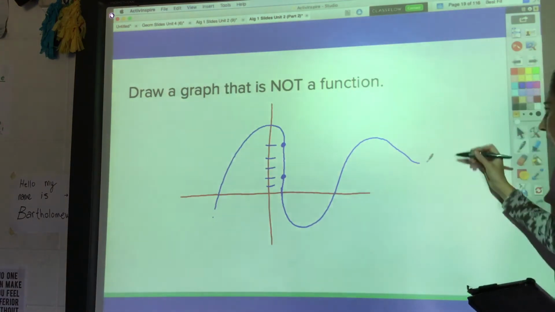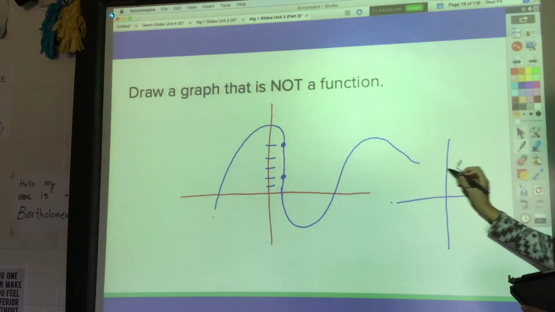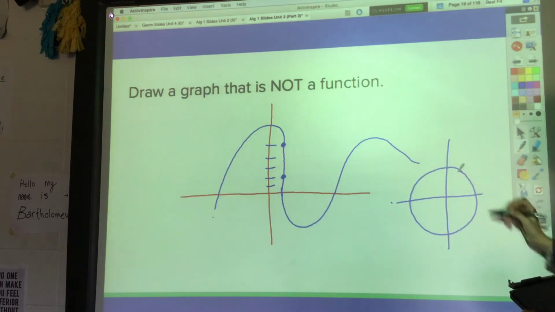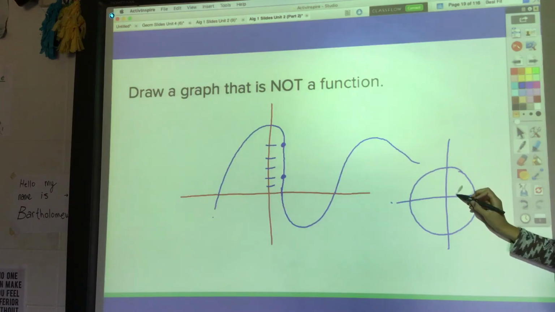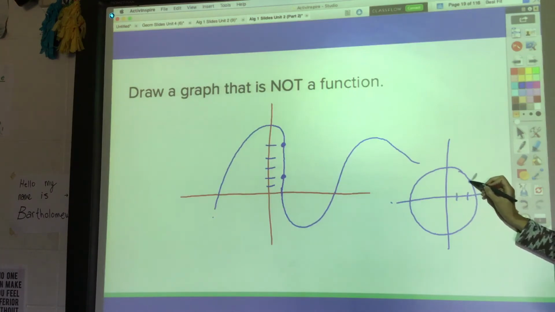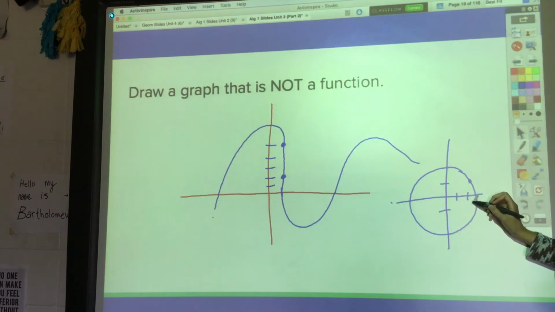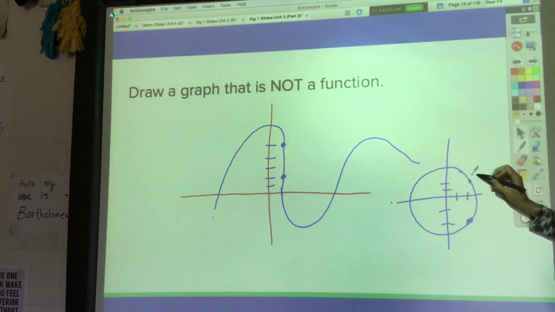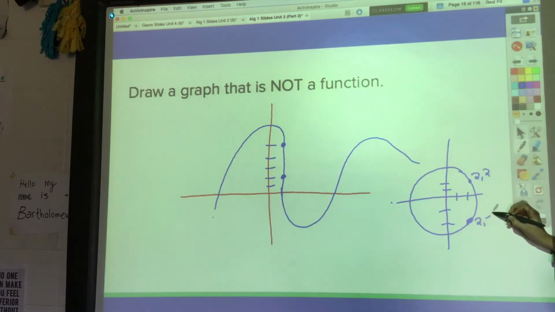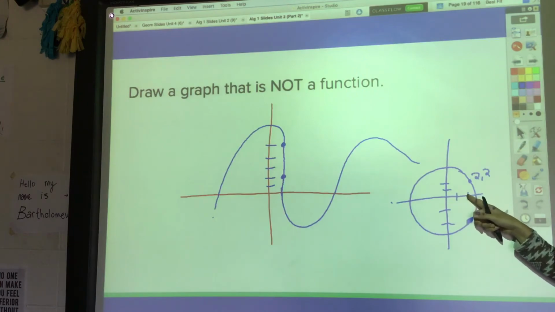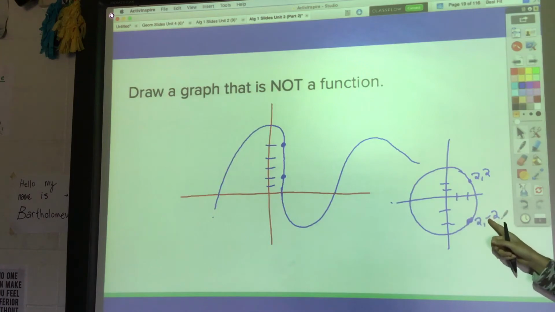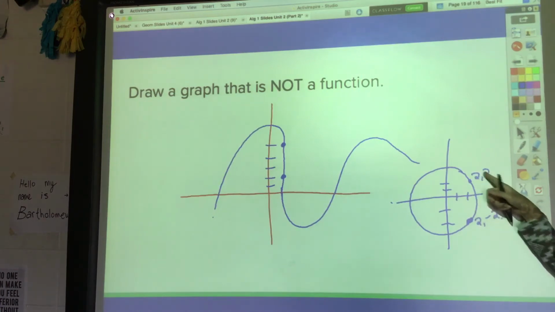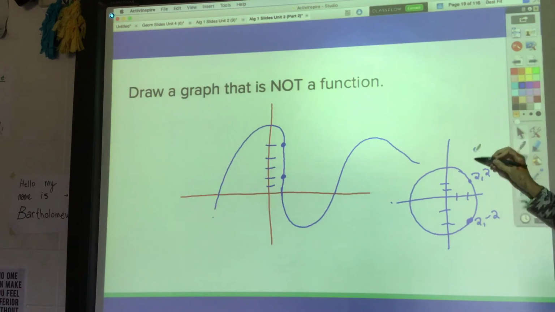Something else that's not a function would be a circle. A circle is not a function because let's say that this is 2, 2, and 2, negative 2. So this is 2, 2, and 2, negative 2. Do you see how I have an input of 2 and an output of 2? And I have an input of 2 and an output of negative 2. So for that same input, I repeated an output. They kind of lined up vertically.